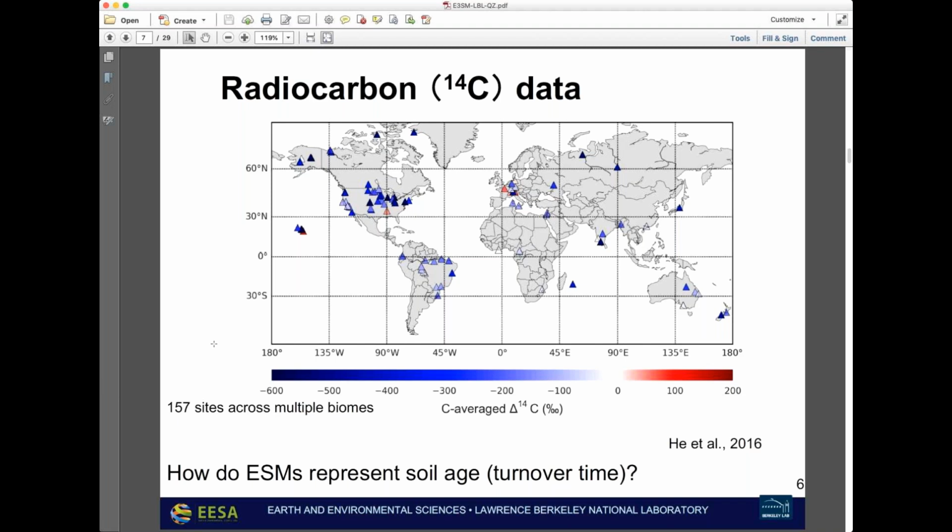And this is a very nice study that compiled a lot of radiocarbon profile data, more than 150 sites across different biomes, and this is the spatial map showing the locations. This study was published in Science. So this is the first large-scale comparison between radiocarbon observations and Earth system models in terms of soil turnover and soil age. So the question is, how do Earth system models represent soil age?